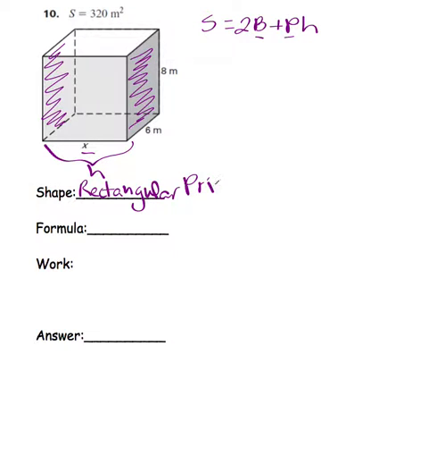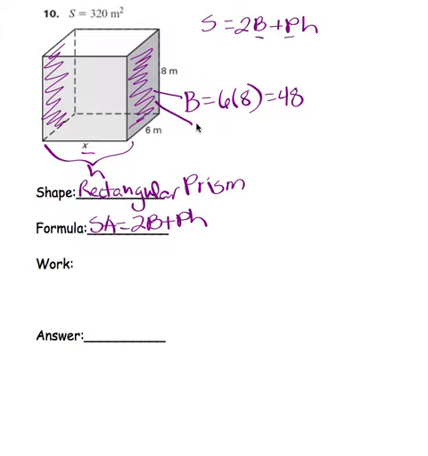Rectangular prism, the formula for the surface area is 2B plus Ph. Since I chose these sides to be the bases in this case, then capital B is going to be 6 times 8, which is 48. So B is going to be 48, and since that's the base, capital P, remember, is the perimeter of the base, so 2 sides of 8 and 2 sides of 6, so the perimeter, 2 times 6 plus 2 times 8, is going to be 28.